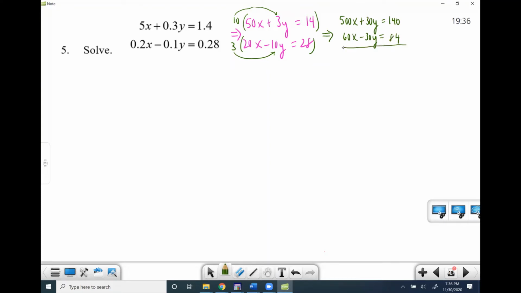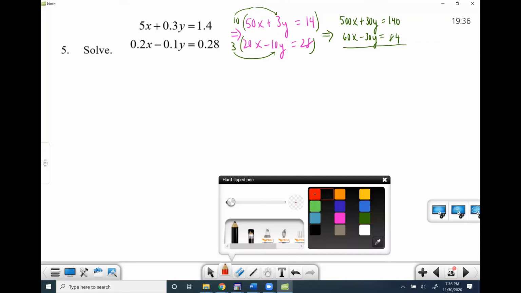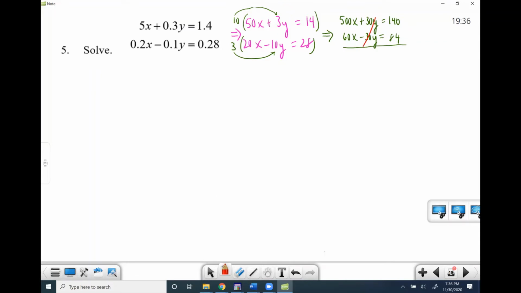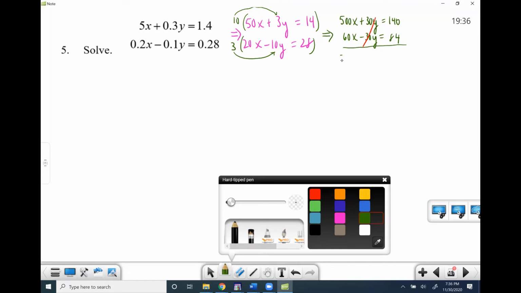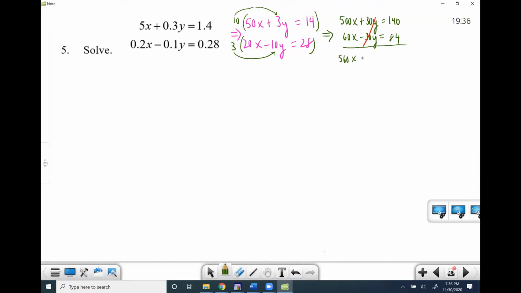Okay. So yeah, that made the y's go away. Boom, those are gone. So if we just add downward, we got 560x equals 4, carry the 1, 12, 13, carry the 1, 234. Oh no, there was no 1 to carry.